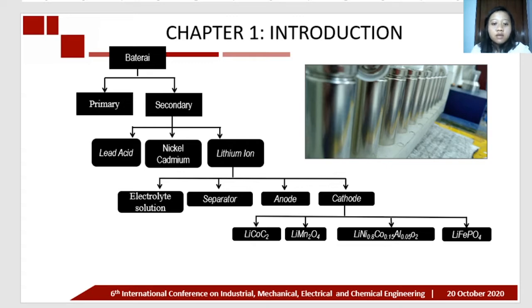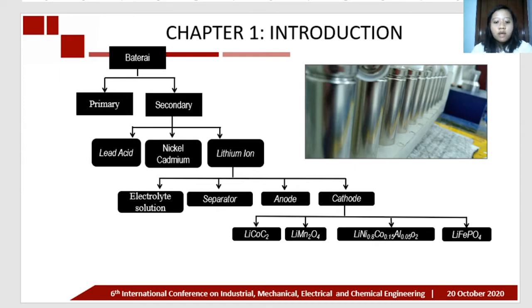A lithium ion battery cell usually consists of four main components. They are electrolyte solution, separator, anode, and cathode. There are many types of cathode used in lithium ion batteries, including lithium cobalt oxide, lithium manganese oxide, lithium nickel cobalt aluminum oxide, and lithium iron phosphate. From the various cathode materials, lithium iron phosphate is a balanced choice because it has advantages such as high thermal stability, being environmentally friendly, and cheap raw material.